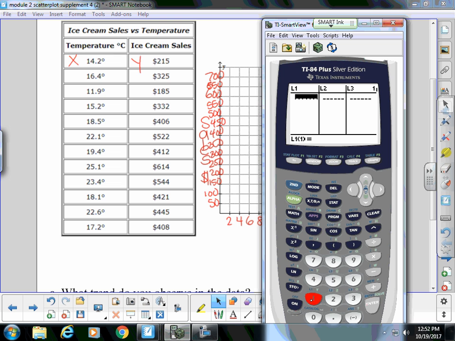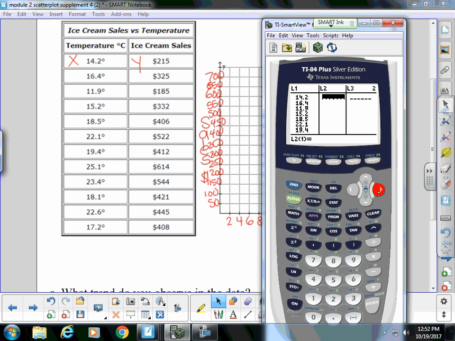So under list 1, 14.2, 16.4, 11.9, 15.2, 18.5, 22.1, 19.4, 25.1, 23.4, 18.1, 22.6, and 17.2.